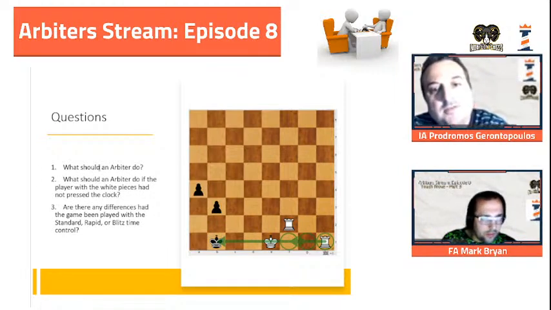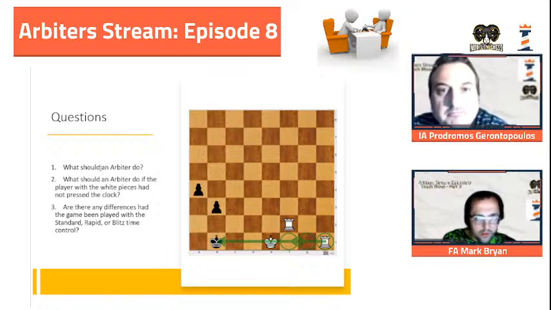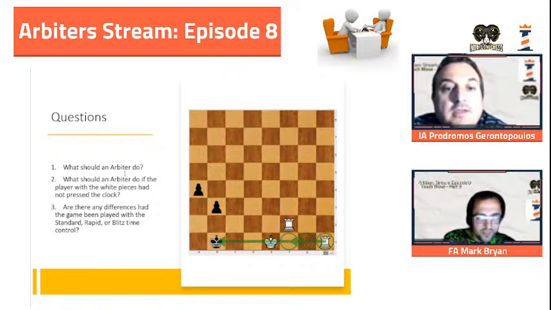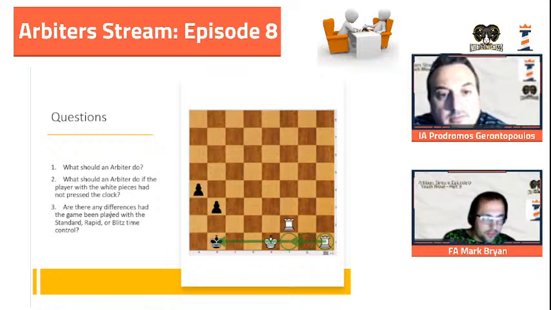What should an arbiter do? The main question is, if an arbiter is present and sees this irregularity, this fault, is it checkmate? Yes or no? How will he act? And then we'll see what happens if we have not yet pressed the clock. Are there any differences between the games, between the time controls?